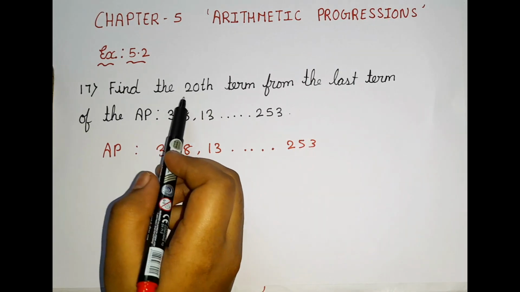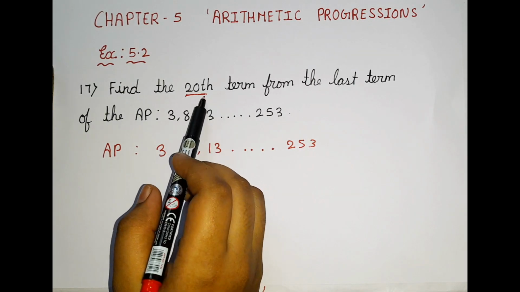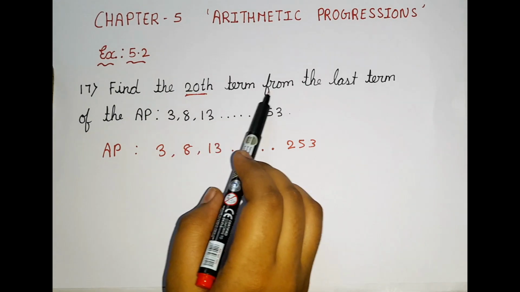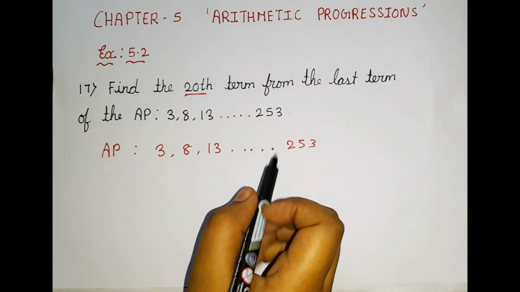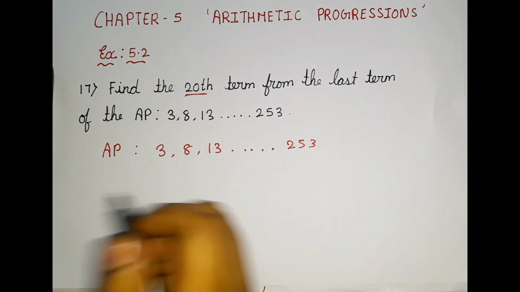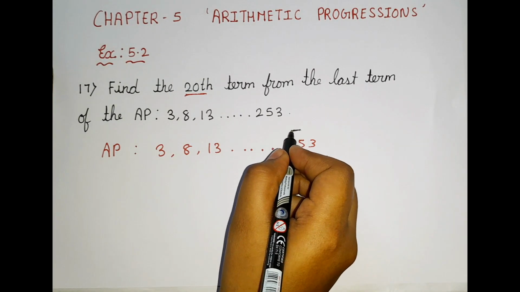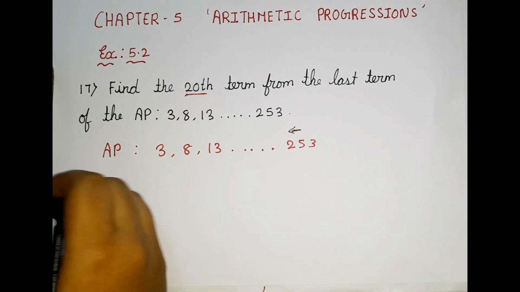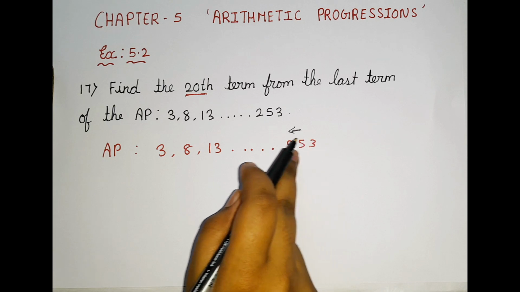You are supposed to find the 20th term, but here the twist is we are supposed to find the 20th term from the last term. From the last term means we are supposed to find it in this way. I know it is hard to understand. So what we are supposed to do is reverse it.